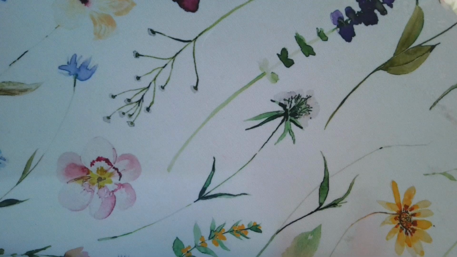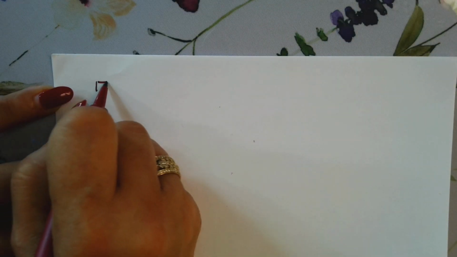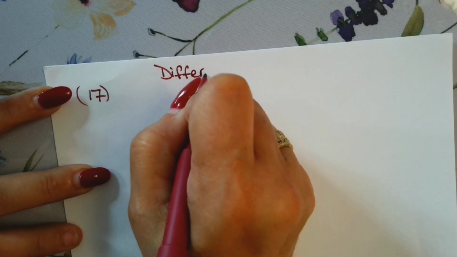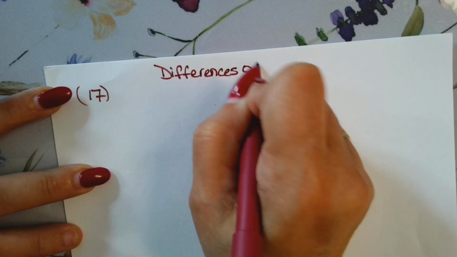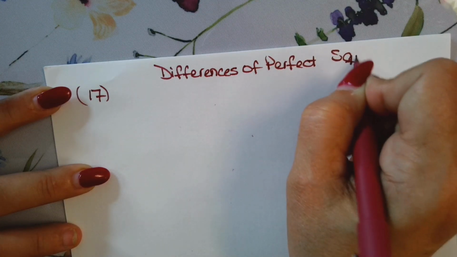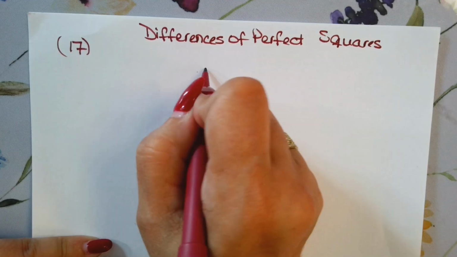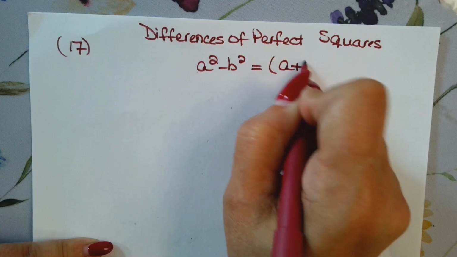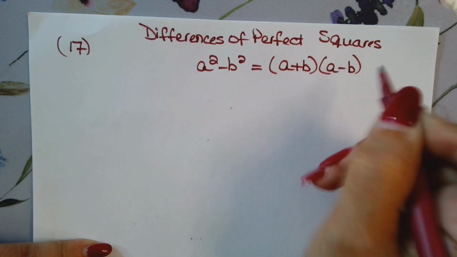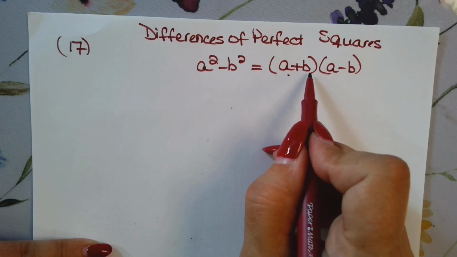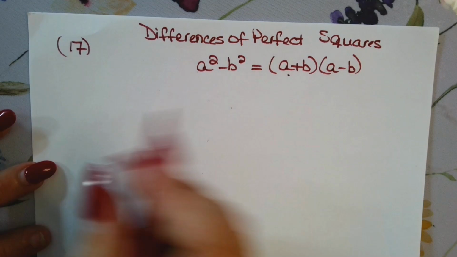Moving on to 17. Now in 17, 18, 19, and 20, we look at difference of perfect squares. The formula is if you have a squared minus b squared, that's going to equal a plus b, a minus b. In other words, you take the square root of a squared, it goes there and there. The square root of b squared goes there and there. One becomes positive, one becomes negative.